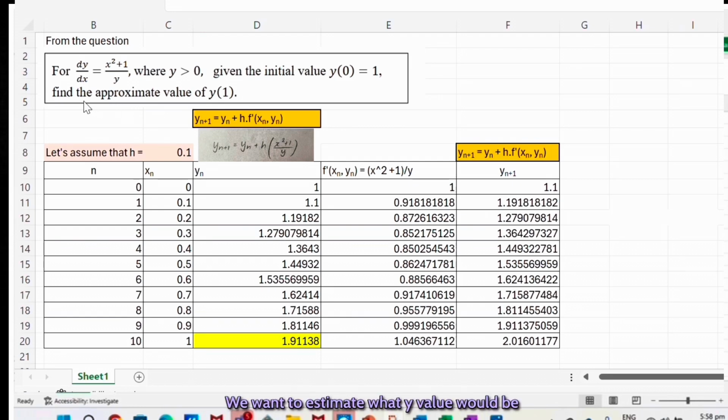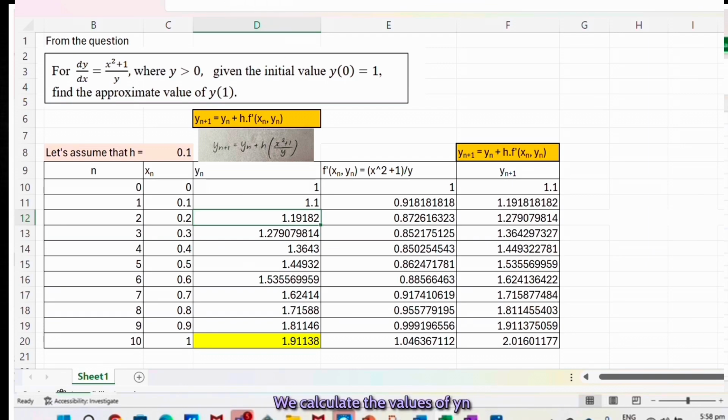We want to estimate what the y value would be when x is equal to 1. Let's assume our step size h is 0.1, so we need to do 10 steps to get to x0 equals 1. This column shows the number of steps from 0 to 10. This column shows the value of x0, which is increased by 0.1 each step until we get 1. This column shows the values of y0, which is the Euler's estimation for the curve.